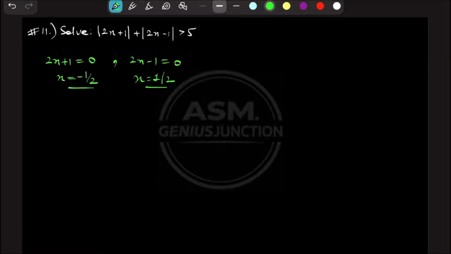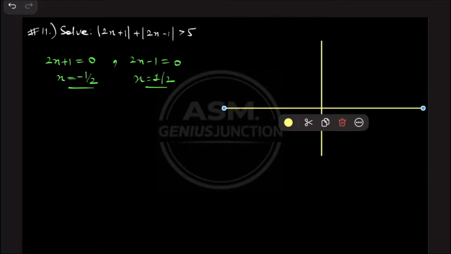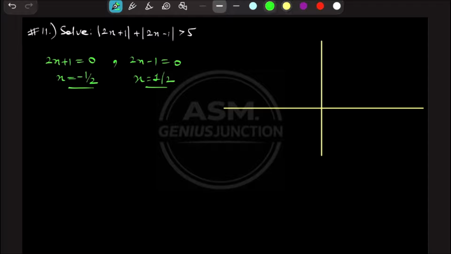Let's quickly plot the graph to understand the scenario in the most effective way. Yes, so this is your x-axis, this is your y-axis, and now we will discuss how we are going to solve this question.